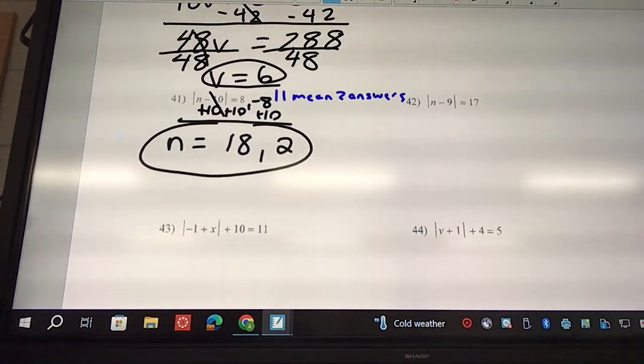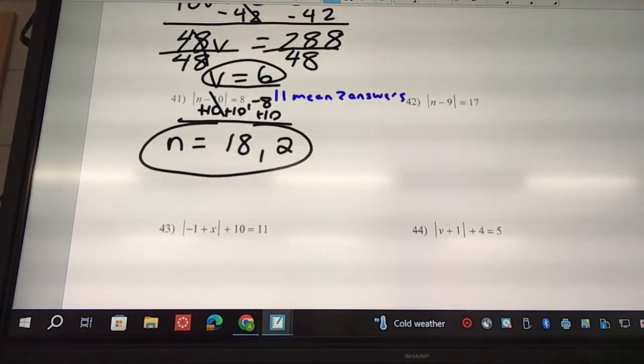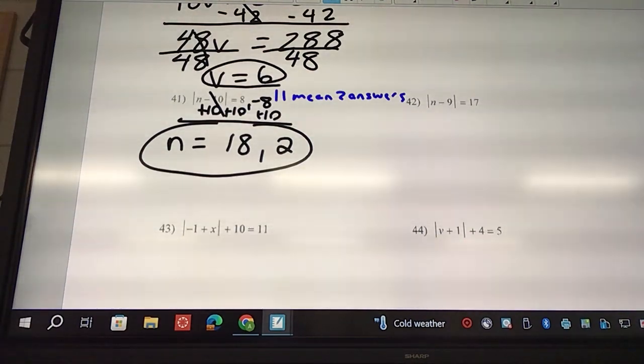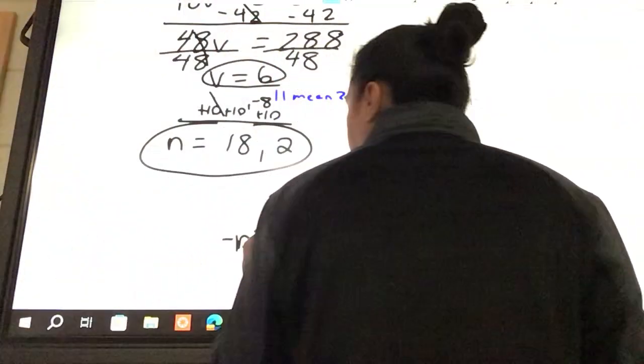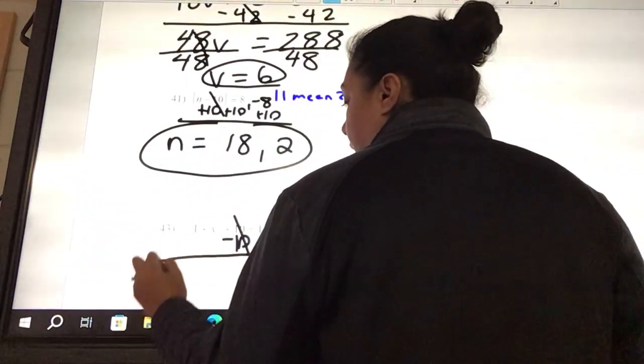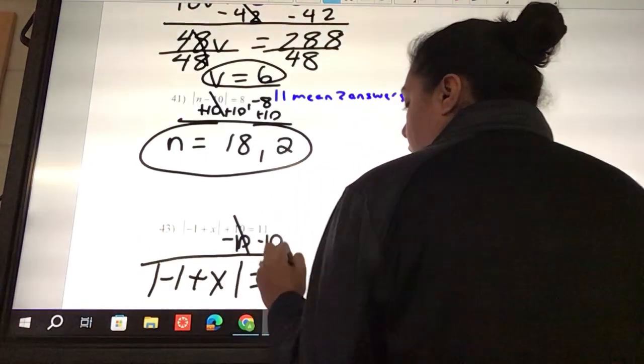Okay, 43. Is there stuff on the outside of the bars? Yes. What is it? 10. A plus 10. So how do I move that? Minus 10. So we're going to say minus 10, minus 10. Okay, so I got -1 plus x equals 1.